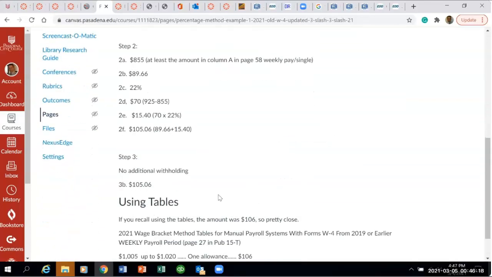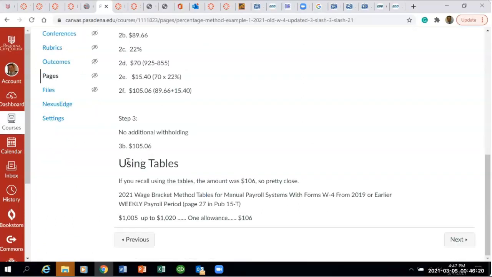Now, let's compare this to using tables. Using tables obviously is much easier. So if you recall using tables, the amount was what, 106? So pretty much close, right? So let's use tables, see if it works or not.